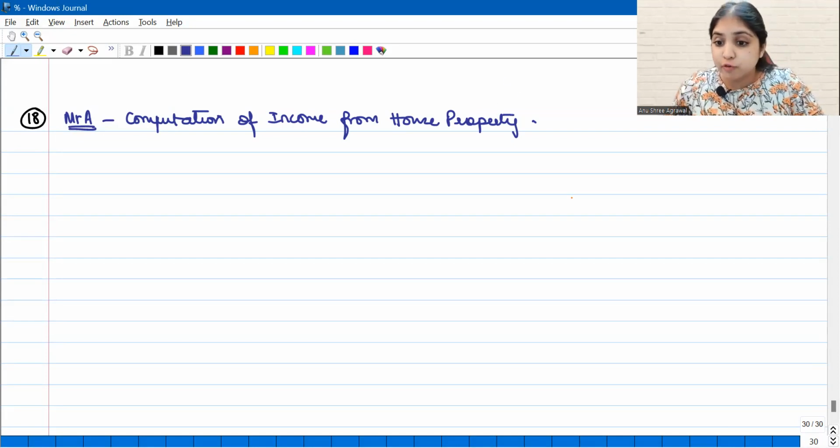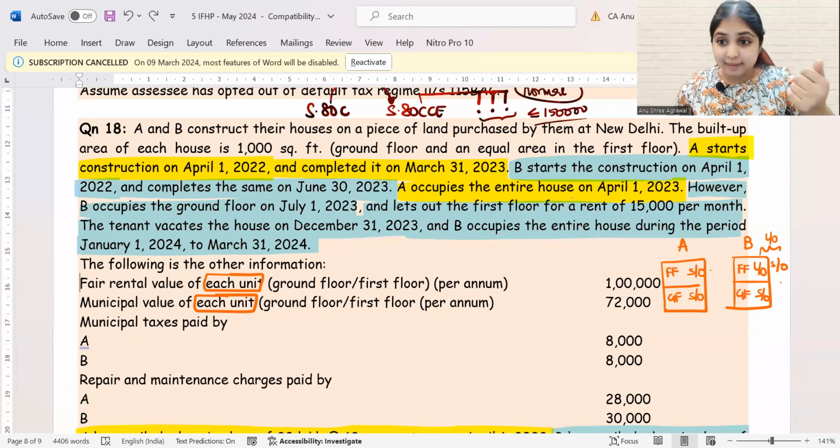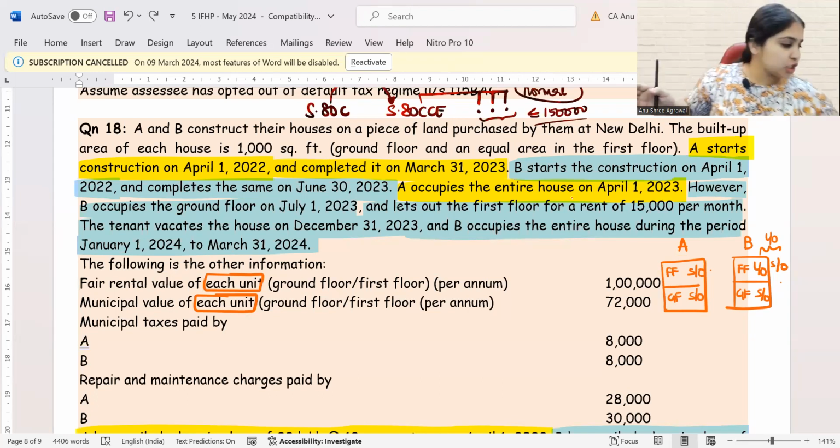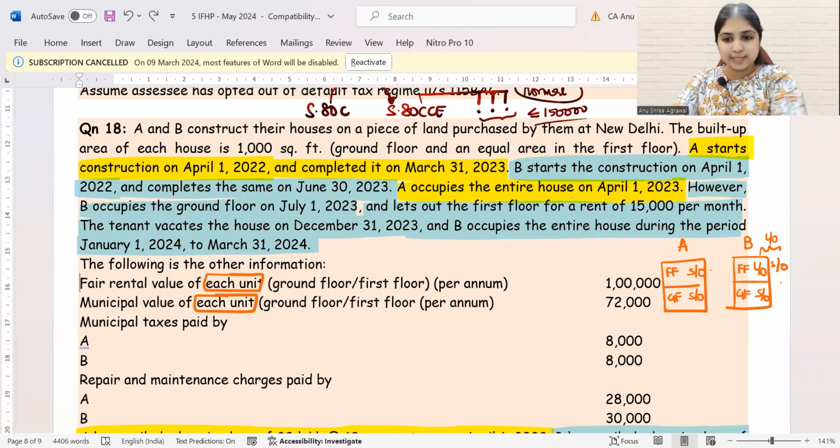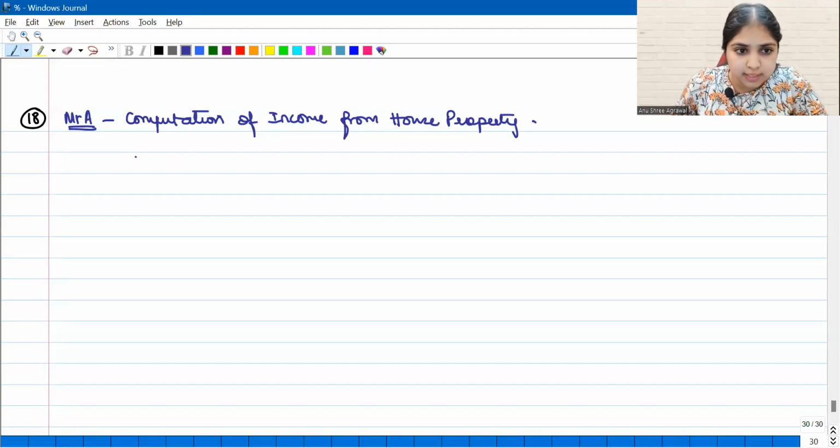For Mr. A, ground floor, first floor, both self-occupied. So tell me, do I have to do a separate calculation for ground floor and a separate calculation for first floor, or can I do one single calculation? I'll do one single calculation for ground floor, first floor, everything put together. Okay, so write down self-occupied.